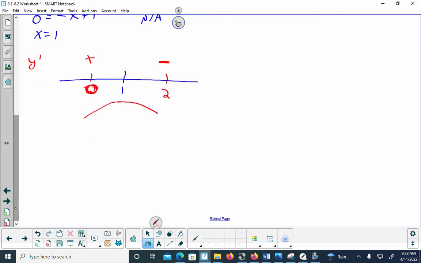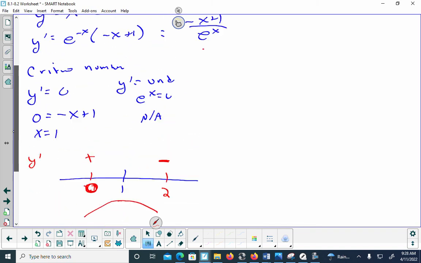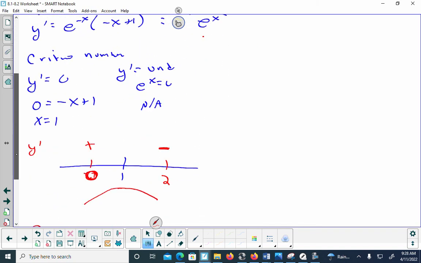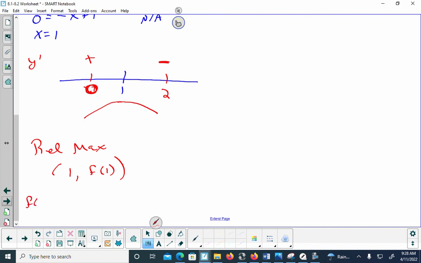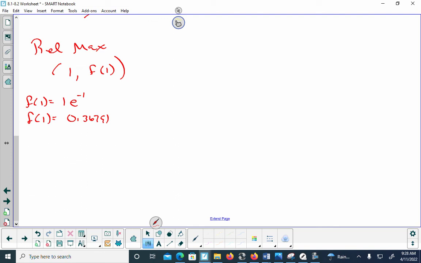So I know I have a relative max, and that's going to happen at the ordered pair of 1 and then the value at 1. So I'm going to go back up and put 1 into the original equation. f of 1 would be 1 times e to the negative 1, and that would be my original equation. And when I do that, I get 0.3679. So that is my relative max. If I want an ordered pair, I would write 1, 0.3679.